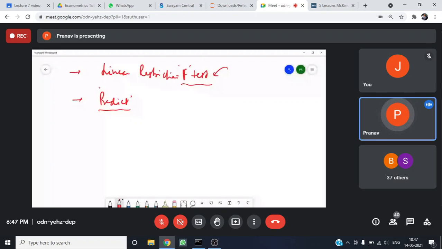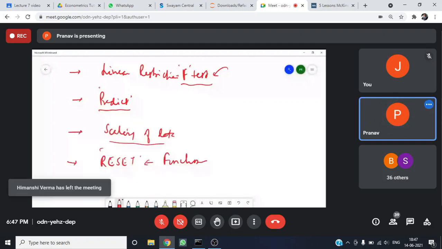And then finally we have the RESET test, and this is mainly for functional misspecification. And one more topic we will cover is omitted variables.